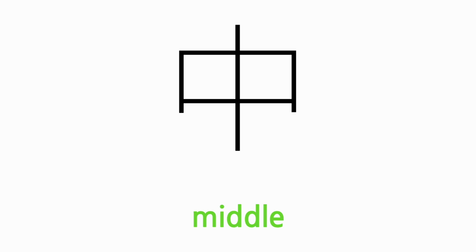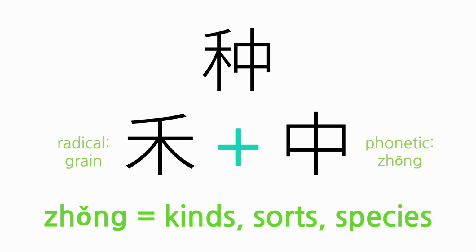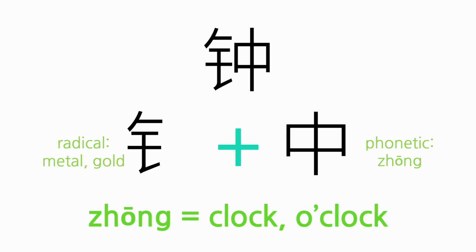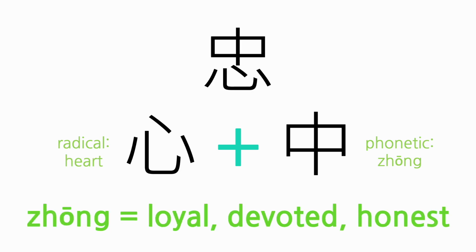Right? And then we've got zhong, which means seed or kind or sort or species. We've got zhong, which means clock or o'clock. We have zhong, which means loyal, devoted, honest. Now, we don't necessarily know what the tone would be, but we would have some idea of what the basic foundational pronunciation would be.